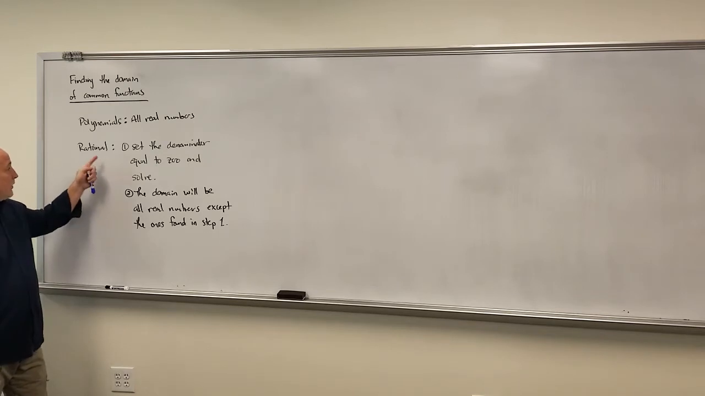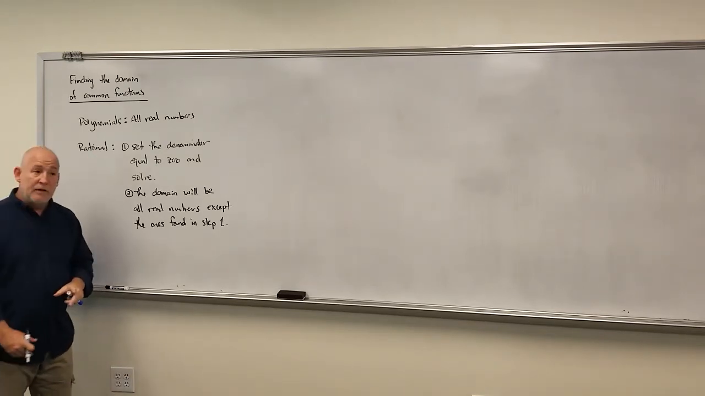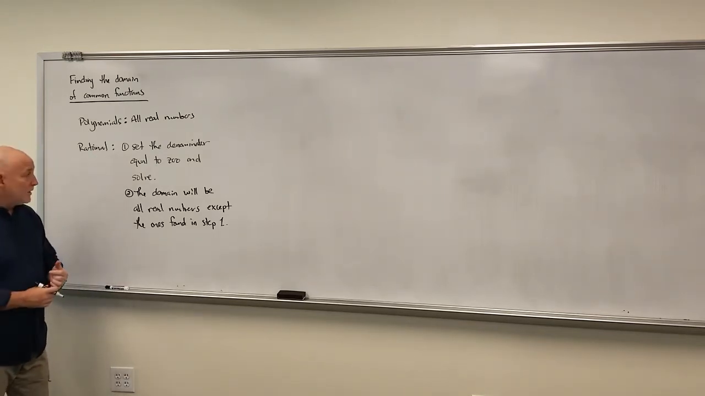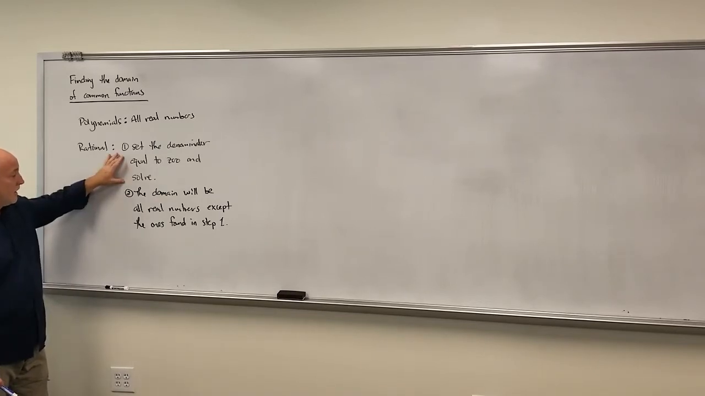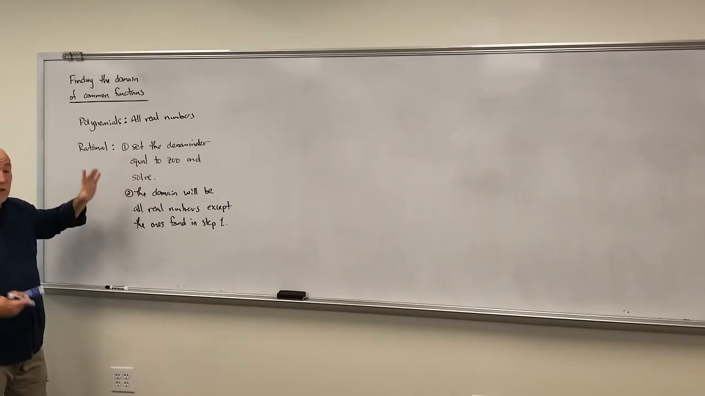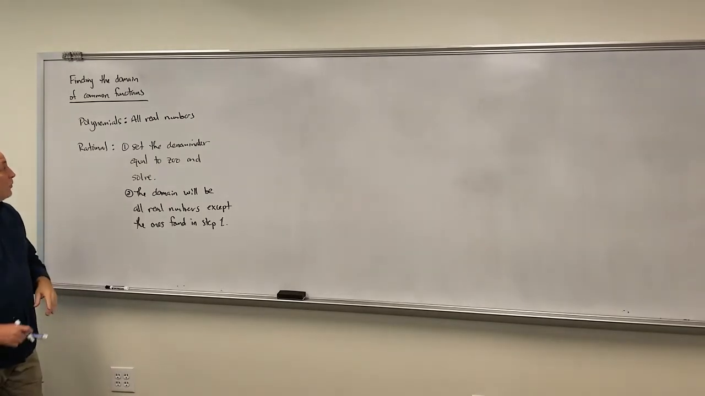All right, so since with a rational expression we have variables in the denominator, we've got to watch out for what makes the bottom 0. So we set the bottom equal to 0 and solve. The domain is going to be, well, everything else, right? All real numbers except for those.